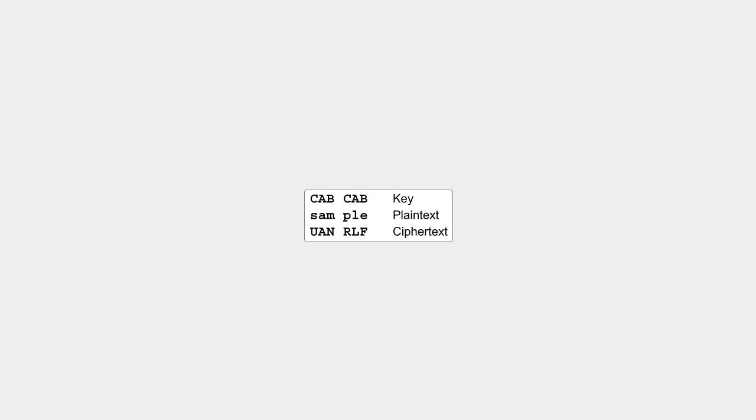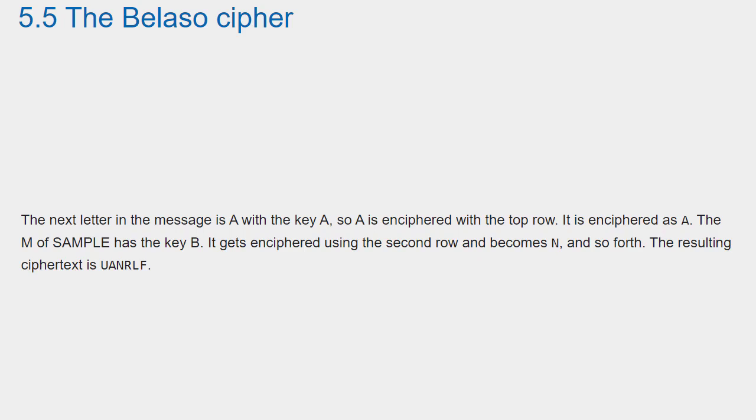To encipher the word sample with the key CAB using the previous tableau, S is replaced by U. The next letter in the message is A with the key A, so A is enciphered with the top row. It is enciphered as A. The M of sample has the key B. It gets enciphered using the second row and becomes N, and so forth. The resulting ciphertext is UANRLF.